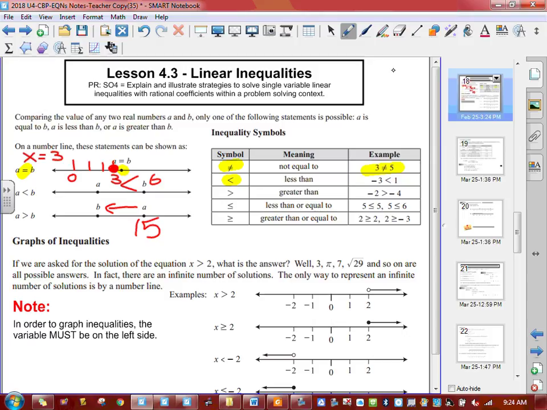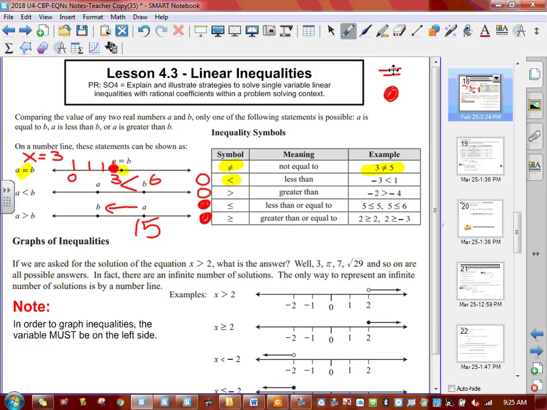Now, the minute we throw an equal to sign under there, the minute we throw one of those lines under, that means it's also equal to. So that also tells us what color the dot is. If it's an equal sign, the dot is a solid shaded in dot. But the minute we don't have an equal sign, these guys are white dots. They're not shaded in. Those with the line are shaded in dots. Okay, that's the difference.